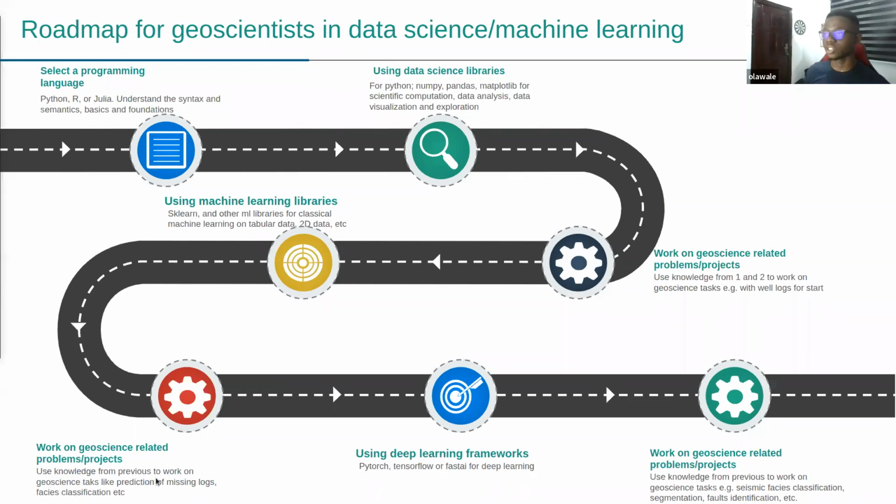While facies classification from well logs is trying to classify if a data point is a particular lithology type, like maybe sandstone, maybe shale, limestone, and so on.